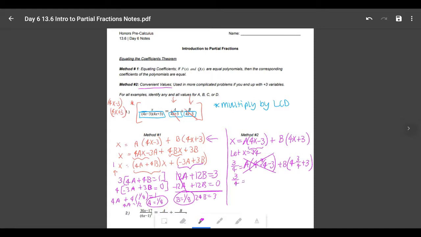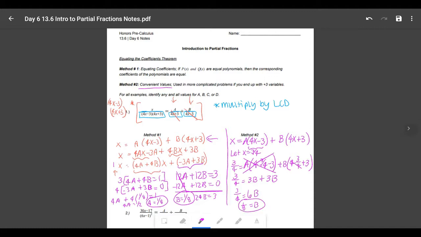I have 3/4 equals... This becomes 3b plus 3b, which is 6b. So 3/4 is equal to 6b. And when I divide by 6, I get 3/24, which is 1/8. Notice that this is the same answer that we got using method 1.